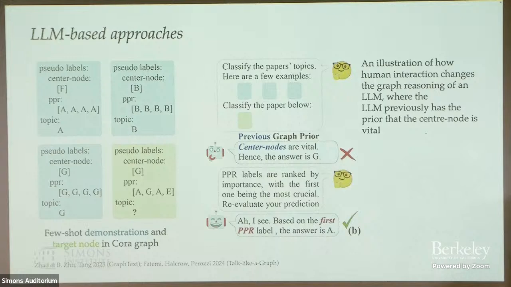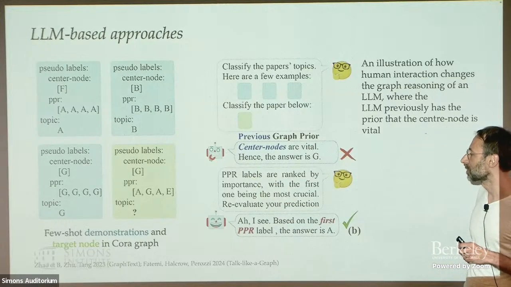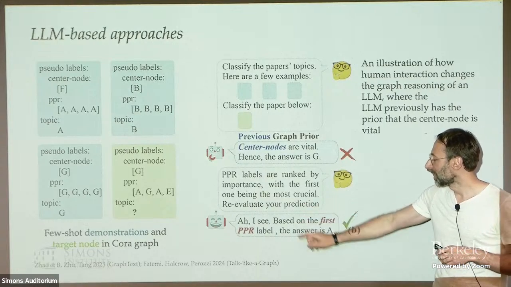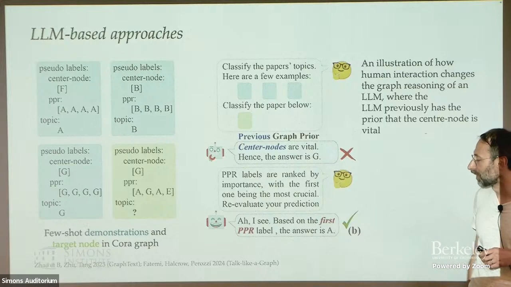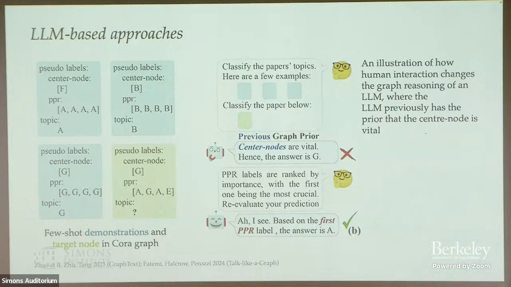So basically it's based on the node itself. And here the user corrects it, saying that PageRank labels are ranked by importance, with the first one being the most critical, and asks the language model to reevaluate the prediction. Then, based on the first PPR label, it answers that the correct answer is A, which is the correct answer here. So you can interact and reason about graphs. These models are powerful, but all the issues I mentioned before still apply: they probably don't scale, you break the structure of the graph, and it applies only to limited cases.